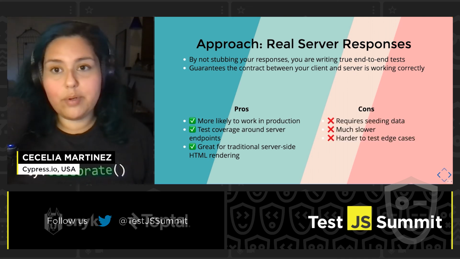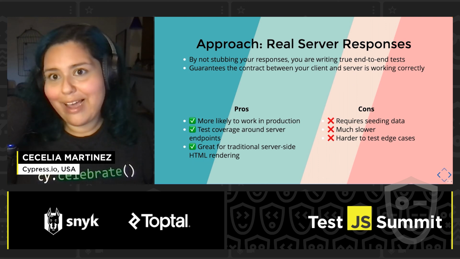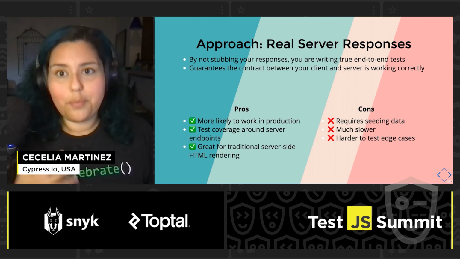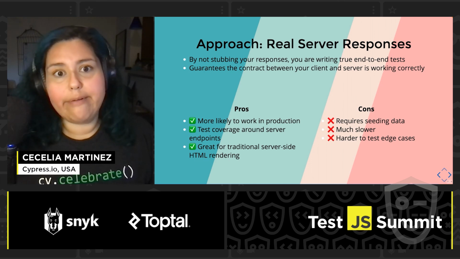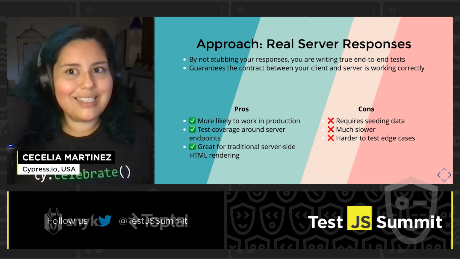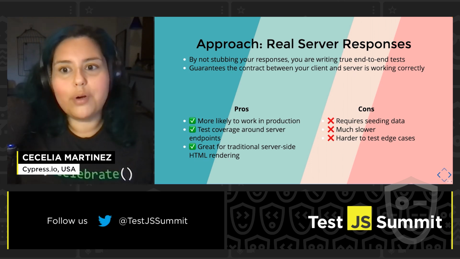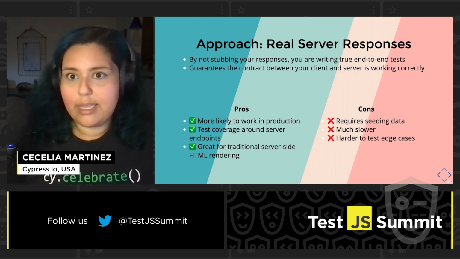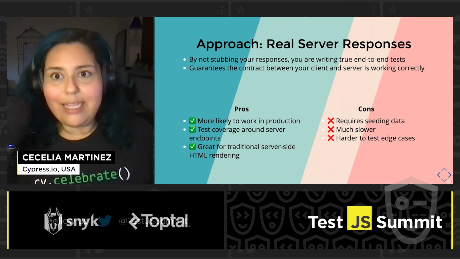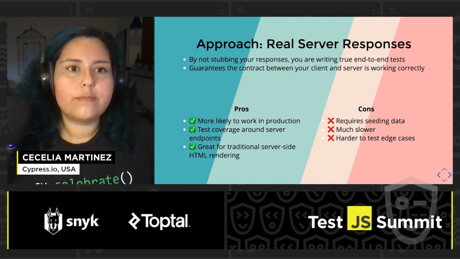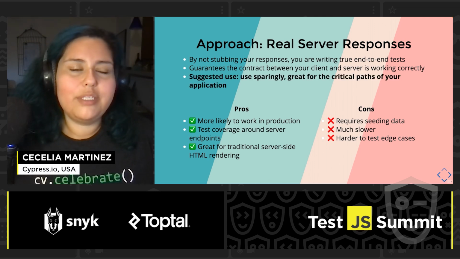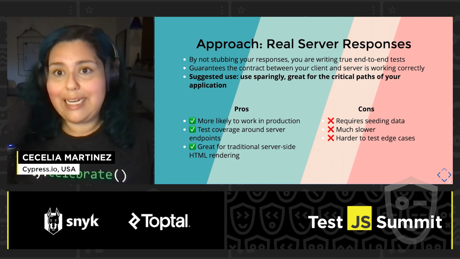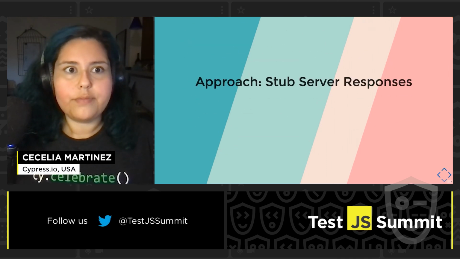There are some cons, right? So it requires seeding data. If you're using a real backend, you're going to need real data. It's definitely going to be much slower because you're completing real network requests. You have to wait for the API to respond. It's also harder to test edge cases because you have to force those edge cases to occur via the UI, via the application, rather than creating them via stub responses. So the suggested use is to use it sparingly. It's great for the critical paths of your application when you really need that true end-to-end coverage.